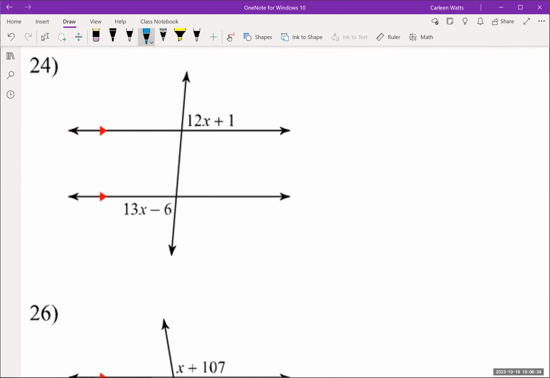Okay, so first of all, we need to identify. Anyone tell me what these are? Nice. Alternate exterior angles. Are they supplementary or are they congruent? Congruent. So 13x minus 6 is equal to 12x plus 1.